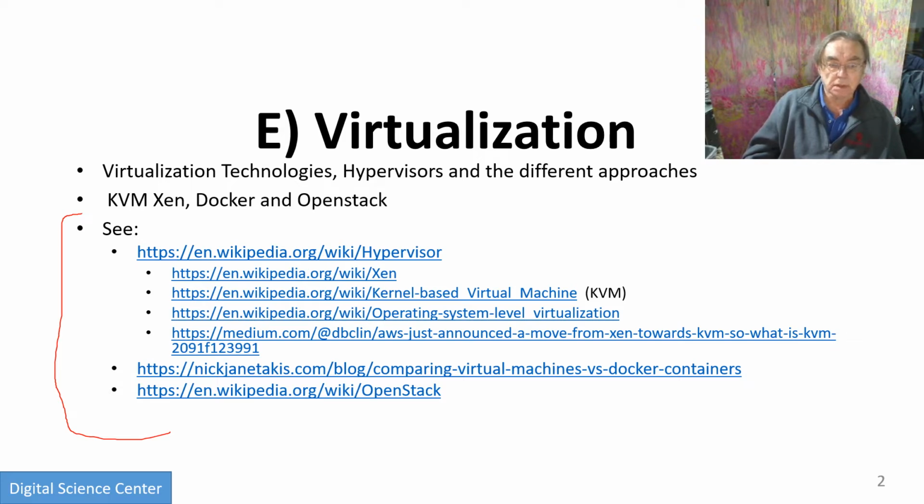And we will go through hypervisors and the different approaches to virtualization. And we'll mention probably the following technologies: KVM, Xen, Docker, and OpenStack. Where KVM is a hypervisor and Docker and OpenStack are the managers above it. Well, Docker can be above KVM and Xen, but it can also be standalone as a container technology.